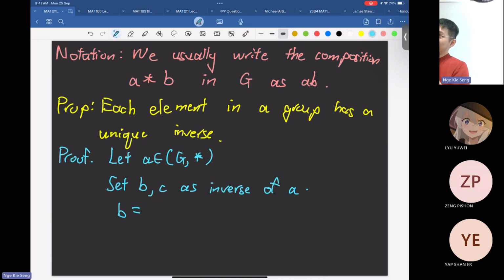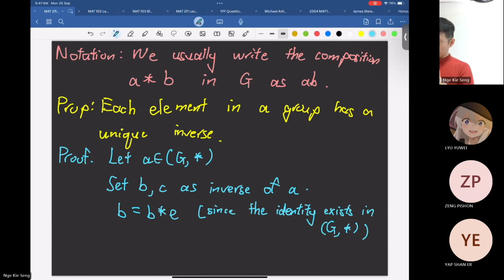B is equal to B star E. Okay, so E is the identity, right? Okay, good. So this is since the identity exists in our group G star. Okay, what next? A star C. Okay, A star C.